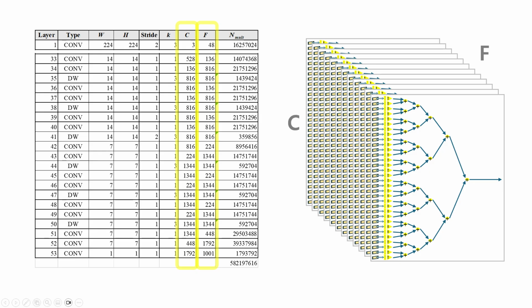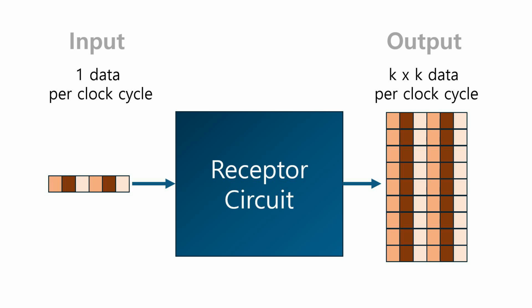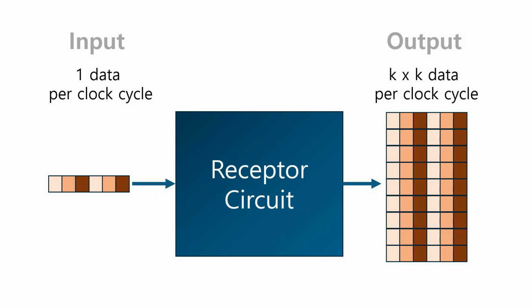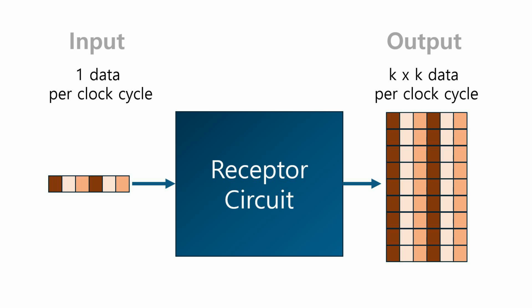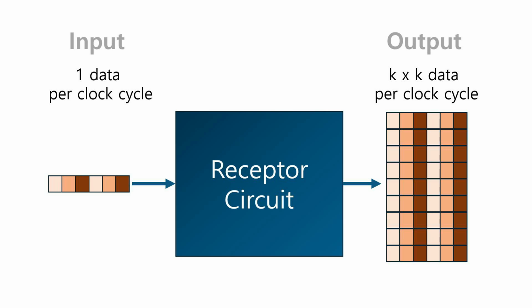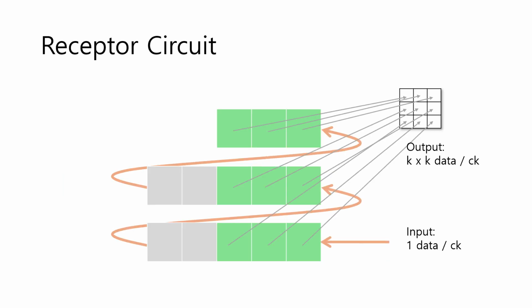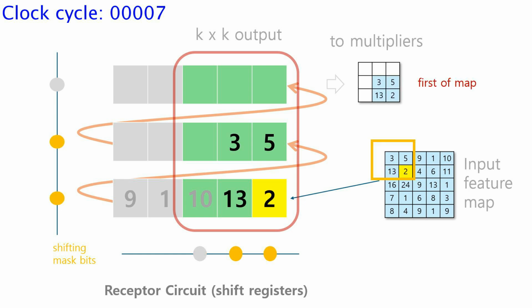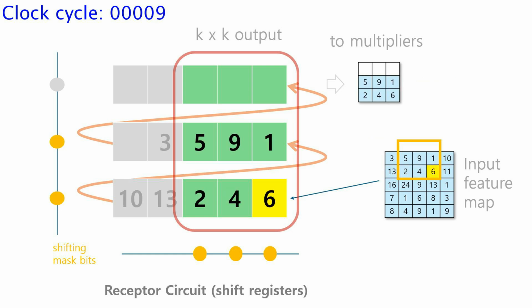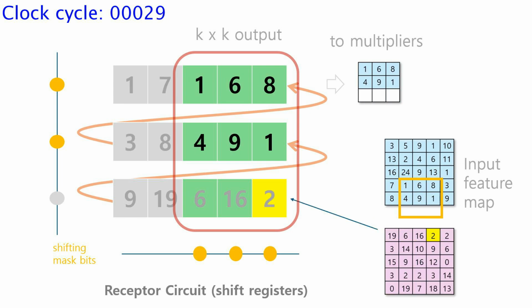To solve the second problem, we use a special circuit called a receptor unit. The receptor unit allows a continuous supply of large amounts of input data to the computational circuit by reducing the required memory access rate to 1/k squared. The circuit of the receptor unit is implemented as an array of shift registers, and by passing the data input one by one for each clock cycle through the array, a k by k sized view of the feature map is formed, allowing multiple k by k outputs to be output simultaneously for each clock cycle.